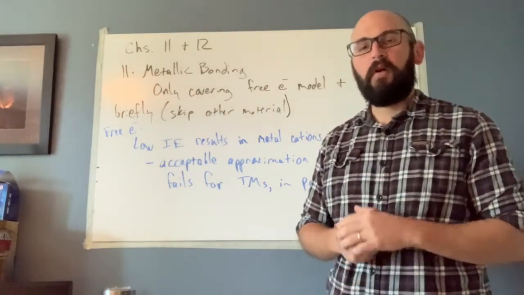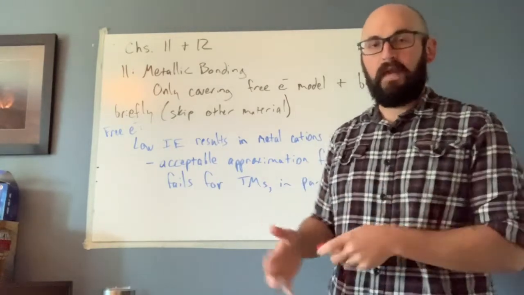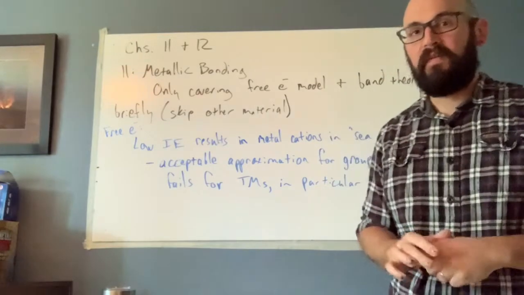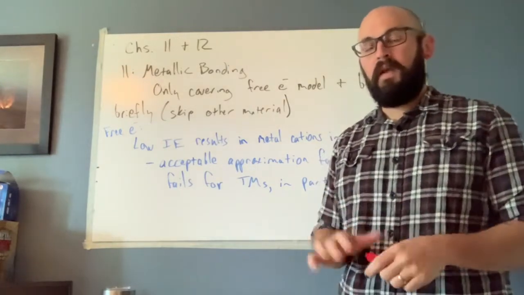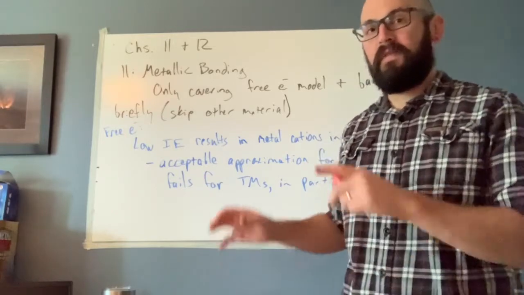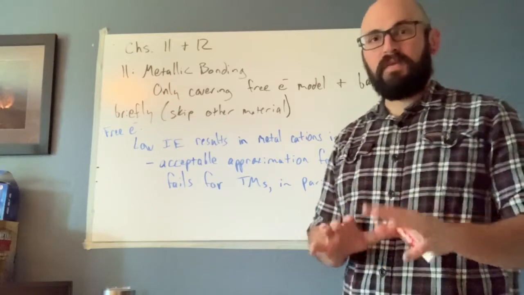All right, so in this video, we're going to go ahead and combine both chapters 11 and 12. Chapter 11 is dealing with metallic bonding. This will be very brief. There are only two things that I really want to focus on in chapter 11, and that's two different types of metallic bonding. This includes the free electron model and then band theory. So we'll talk about those in just a minute.